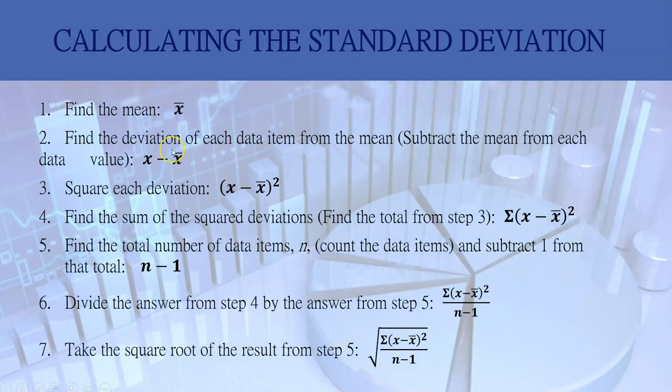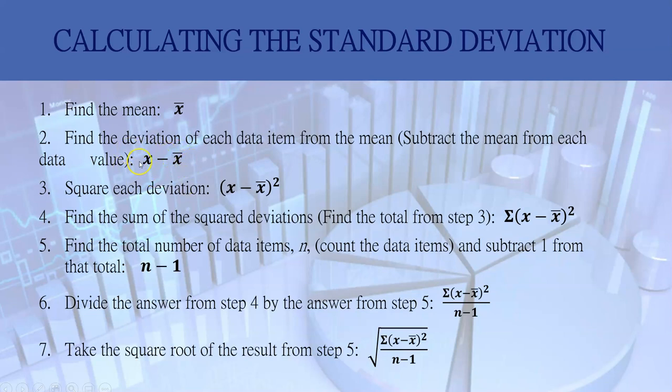So here are the steps. First, we need to find the mean of your data. This is the notation for that. This is called X bar, and it is notation for the mean. Then you find the deviation of each data item from that mean. So you're going to subtract each data minus the mean. And we're going to do this as a table to keep this all organized.